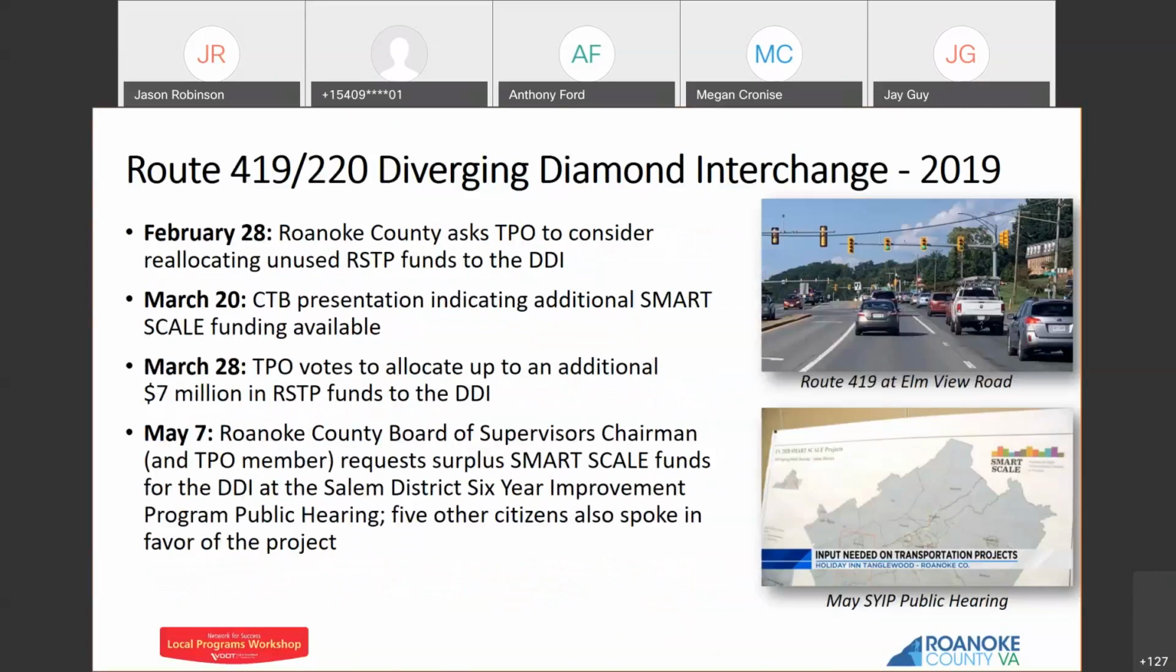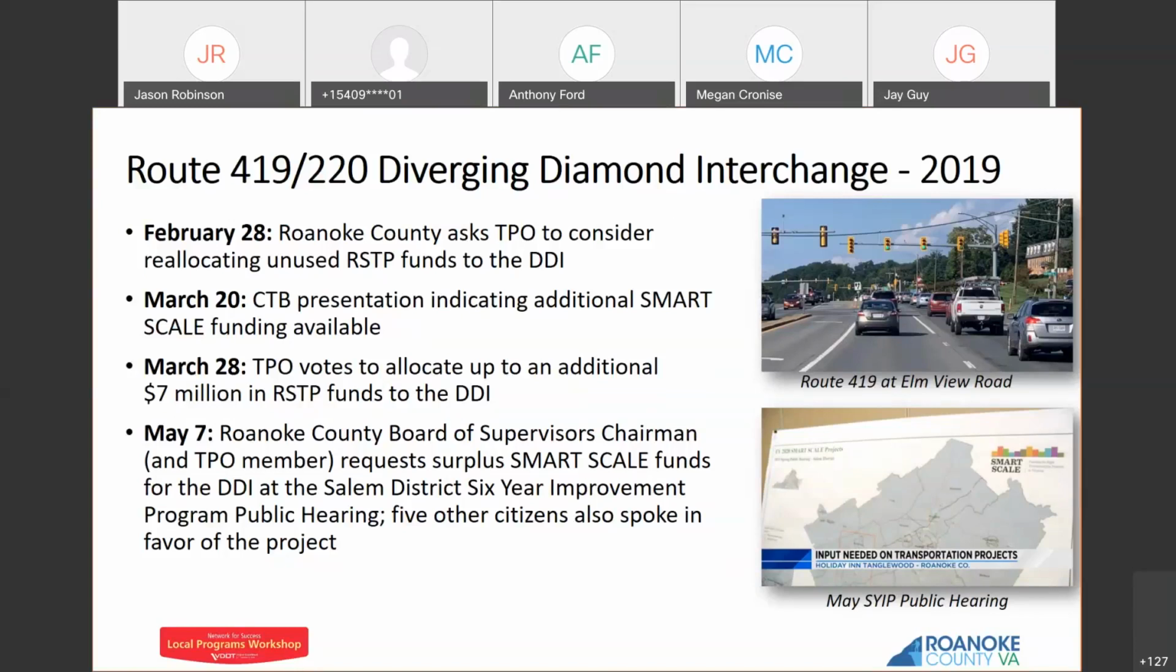So in February, Roanoke County asked our TPO to consider reallocating some of that unused RSTP funding to the DDI to see if we could try to make something happen. In March, the Commonwealth Transportation Board indicated that there was additional Smart Scale funding available due to high-ranked projects that were fundable with other sources. And a week later, the TPO voted to allocate up to an additional $7 million in RSTP funds to the DDI project from that unallocated balance.